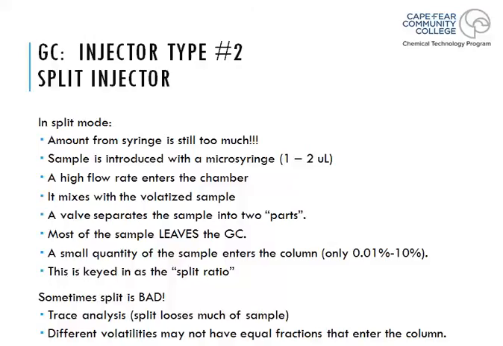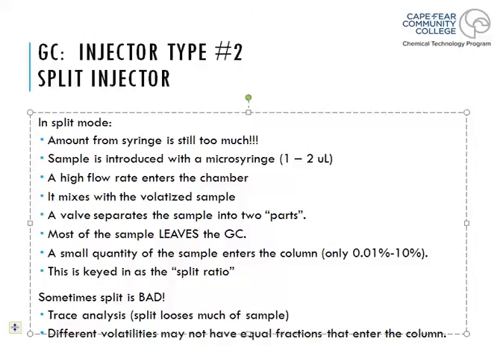But sometimes split is bad. And this is when the sample that I'm trying to use is very, very low in concentration. And I need to inject quite a bit of that sample in order for my machine to pick up that detection limit. Okay, so now we need to talk about the next two different types of GC injectors.